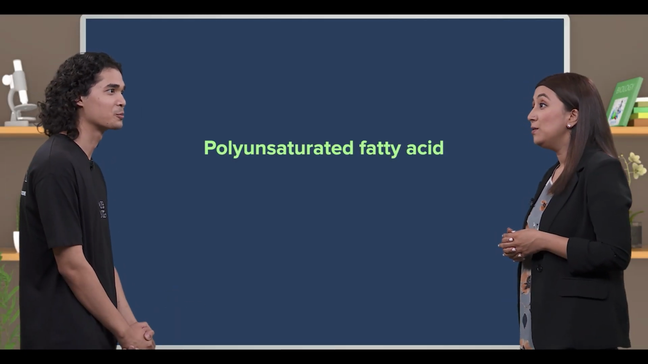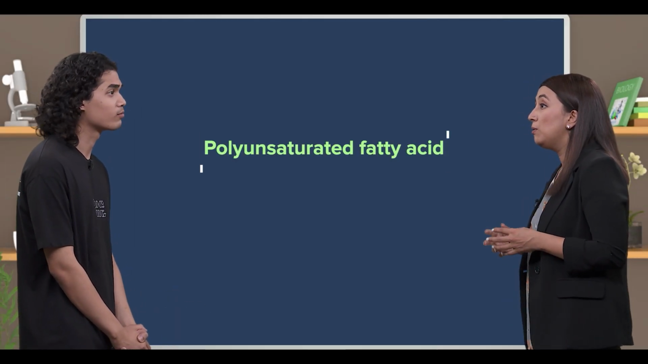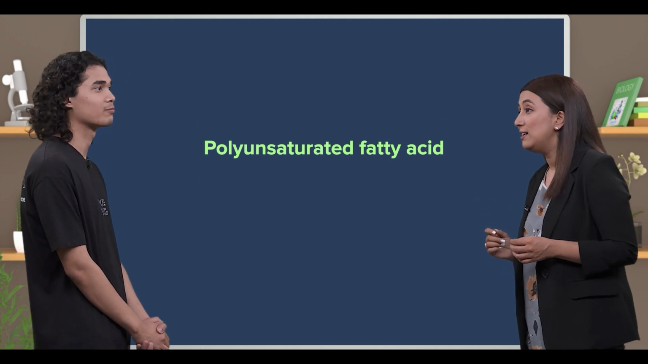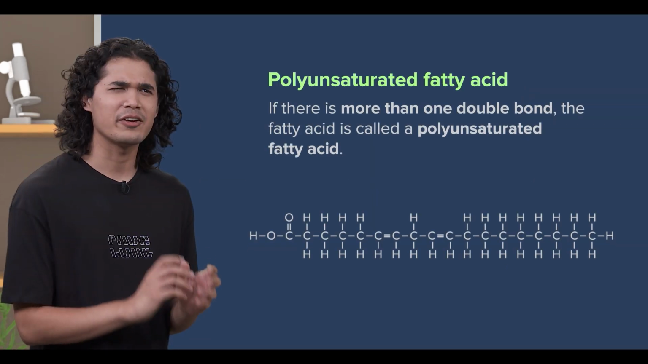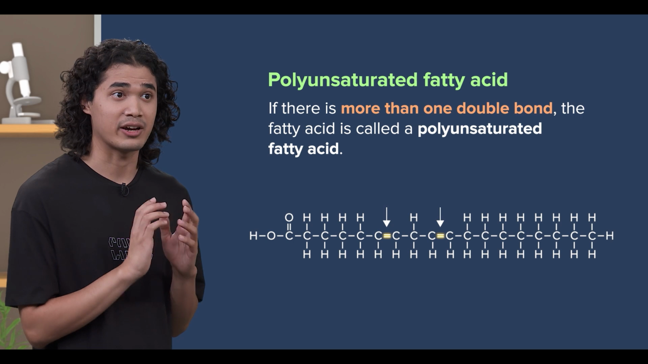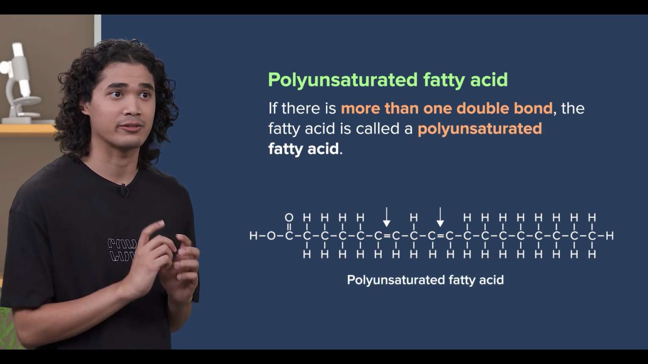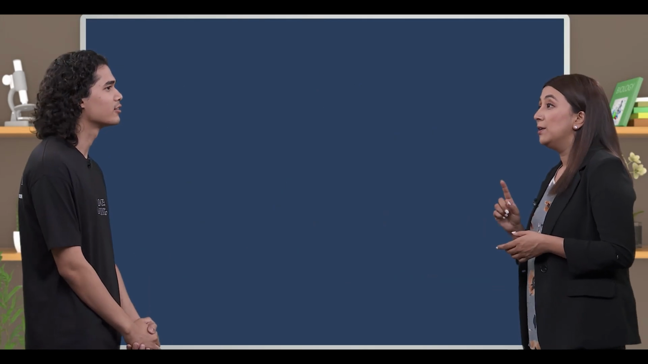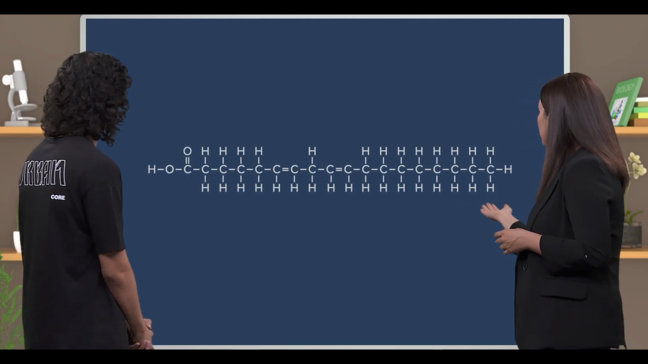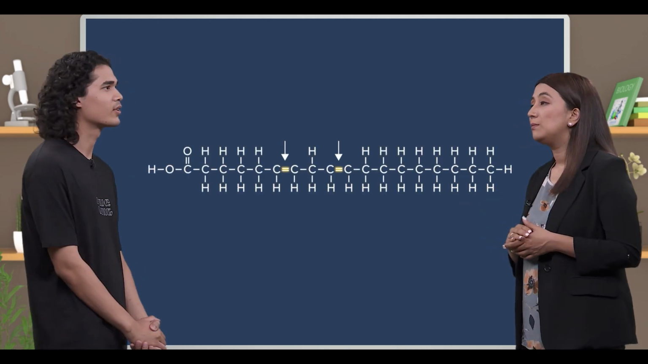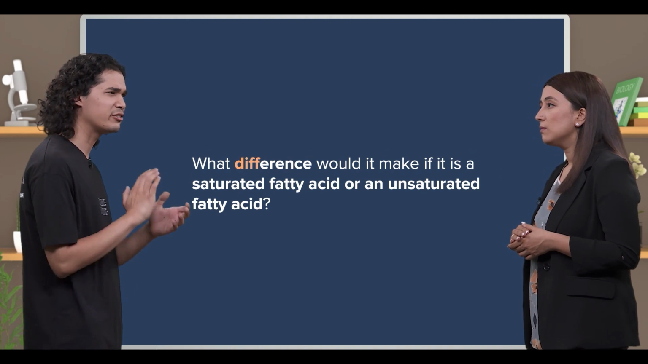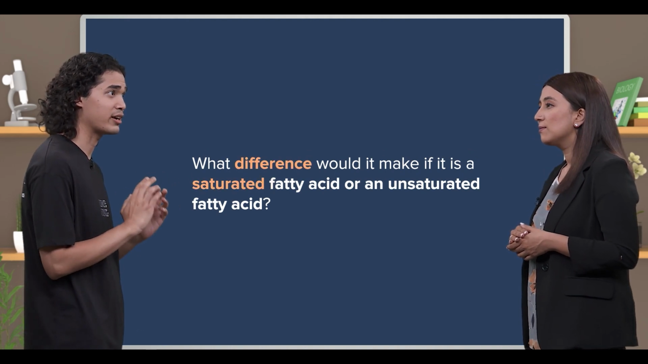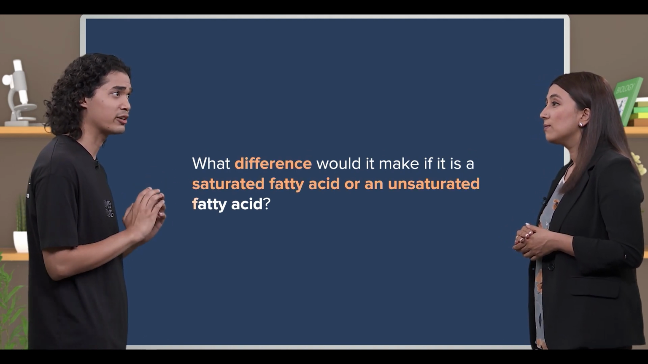Interesting. Now, can you try to figure out what a polyunsaturated fatty acid is? Sure. If there is more than one double bond, the fatty acid is called a polyunsaturated fatty acid. Good. Here, now have a look at its structure with its double bonds. So, what difference would it make if it is a saturated fatty acid or an unsaturated fatty acid?